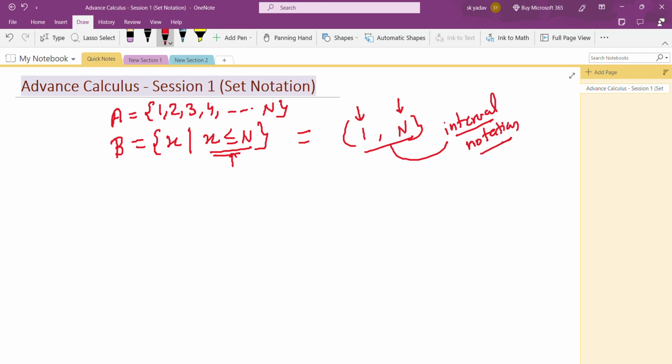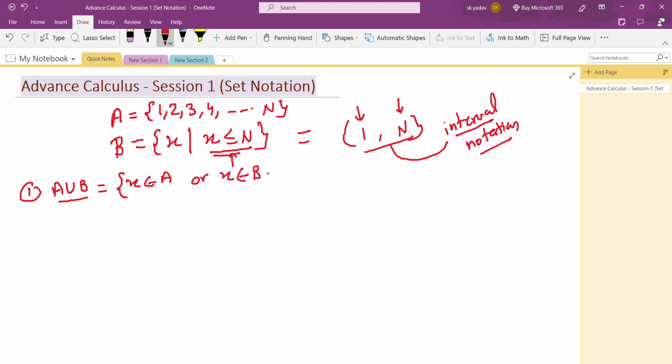Okay, now we'll move to the next one, where we have the operations on sets. The first operation that we perform on sets is the union operation. So how do we present A union B? The A union B is presented as x, where x belongs to A, or it can belong to B also.